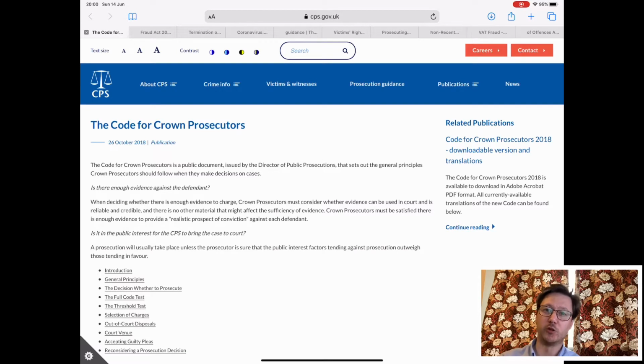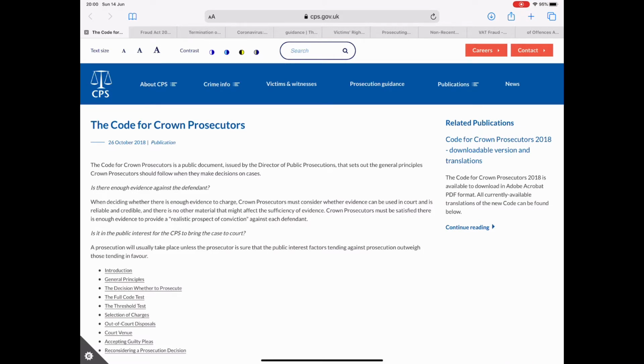Well, what's going to cause them to discontinue a charge against our client? Well, one of the things that can help is that if we make written representations to the Crown Prosecution Service, setting out, by using their guidance and the Code for Crown Prosecutors, the reasons we suggest that the decision to charge in the first place was wrong. Let's have a look at some of the guidance that the CPS rely upon now.